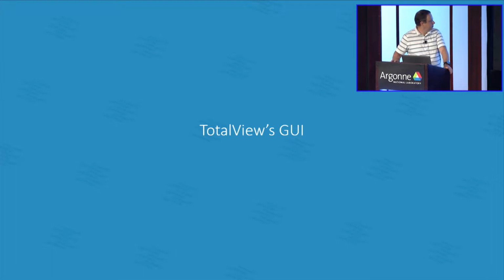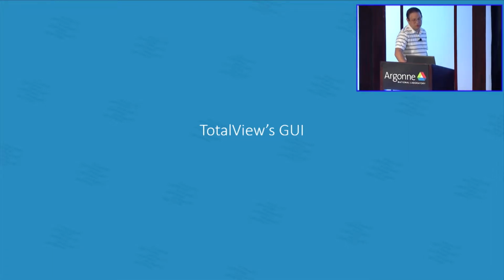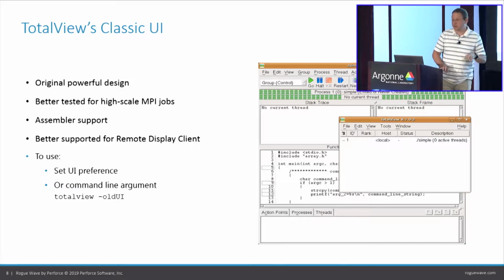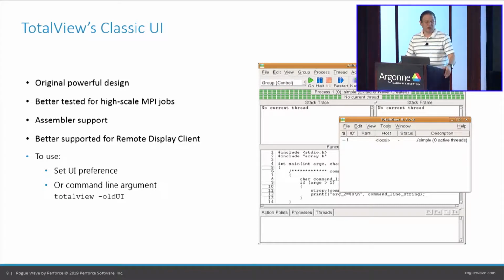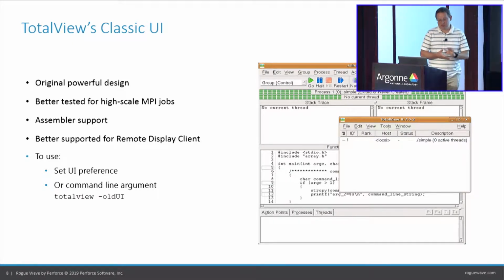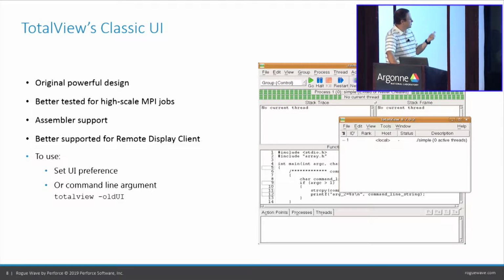So let's go next, since this is hands-on, I will probably spend more time talking about different features. User interface. Since we're already 30 years in development, we have a mature interface, which some people call old, but we call it classic, and it's still very good. So basically, it's our gold standard, and it has all features, and it's better tested especially for high-scale MPI jobs. It also has assembler support and different support for the replay display client. And the nice thing is you can switch between different interfaces from any one of them. You can switch from the classic to the new next generation interface, or you can start it from the command line.